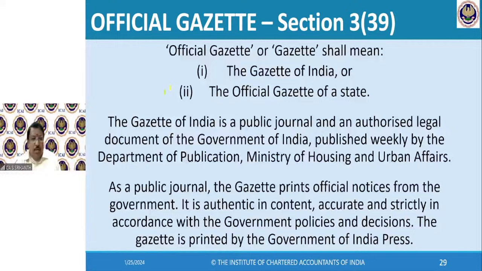Chalo. The Gazette of India is a public journal, and it is an authorized legal document. That becomes a proof. Suppose a director has quit, and you want to be sure that the world should know that he has quit. Then you can release an advertisement in the Official Gazette. Once it is published in the Official Gazette, it becomes what?